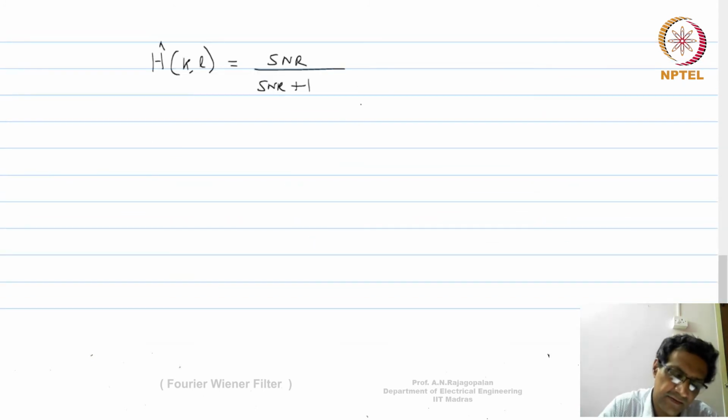Now if you see this, what it means is that at lower frequencies SNR is likely to be high, and because of this it will be overwhelmingly larger than 1, and therefore these two will cancel off, and then you'll get a gain of roughly 1. At higher frequencies, SNR is likely to be very low, and therefore your gain will be roughly equal to SNR itself, which means that it will start to fall.